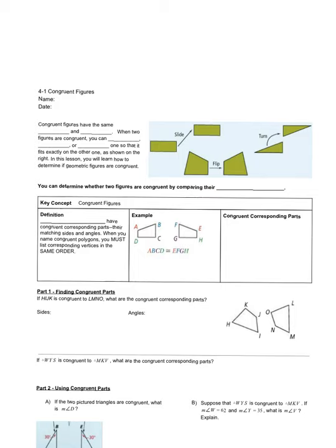Today's lesson starts off chapter 4 for us, okay? And 4.1 is about congruent figures. Everybody knows what congruent means. Remember, we call it being equal. Well, here, not only is it equal, like in measure, but it's also equal in degrees and shape, all right?